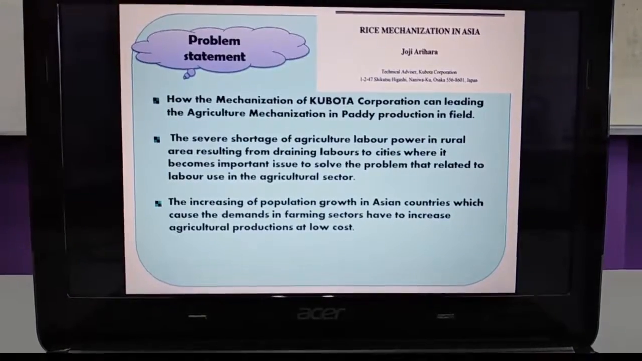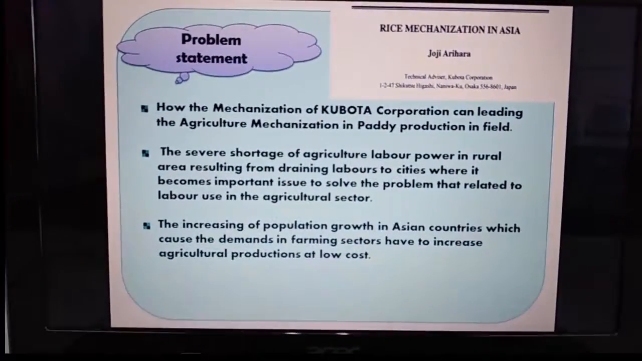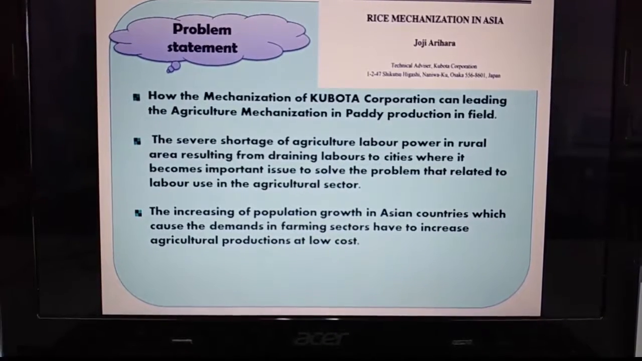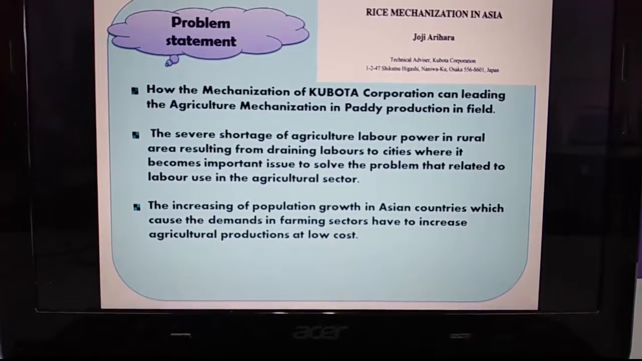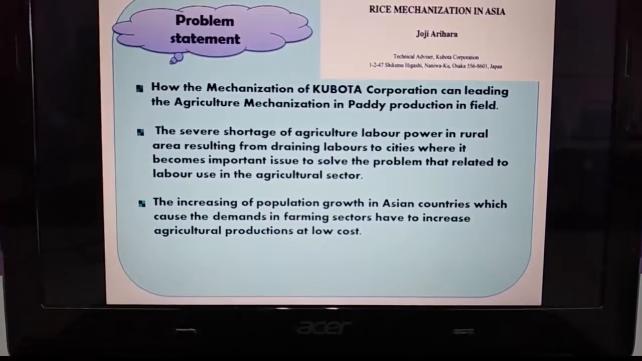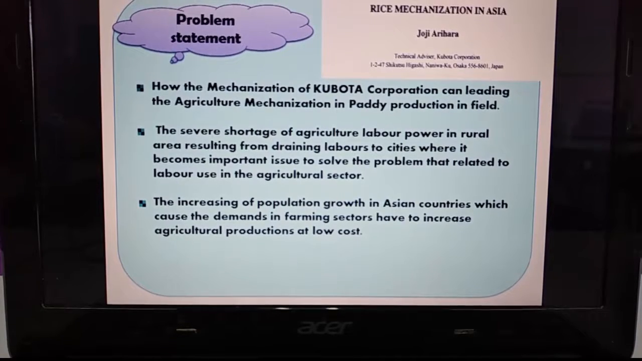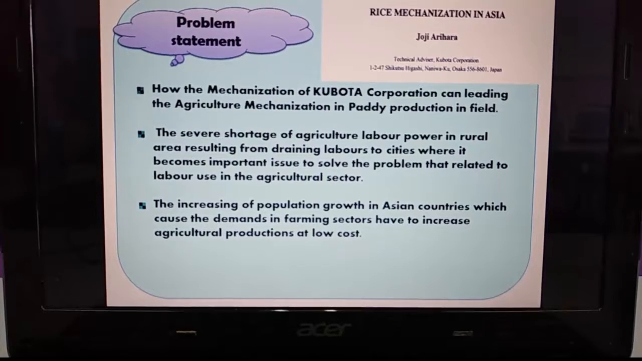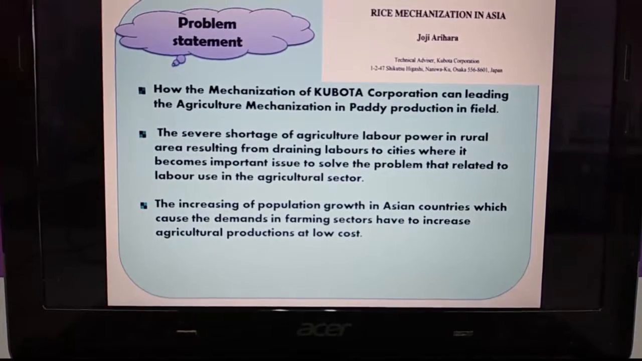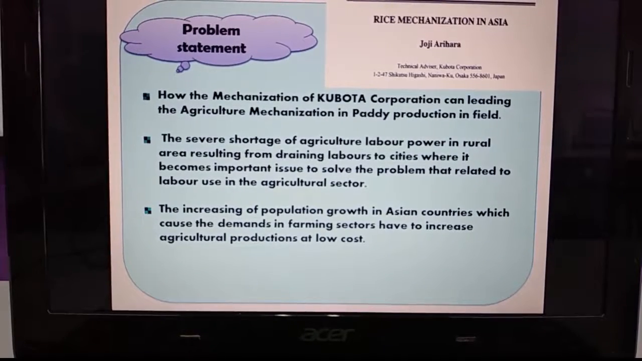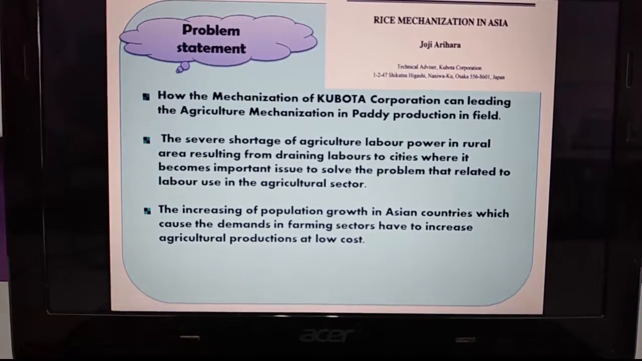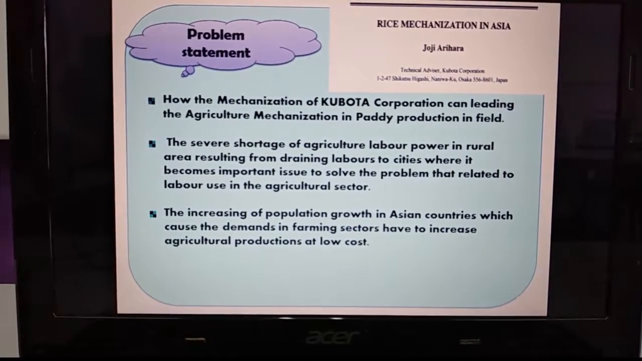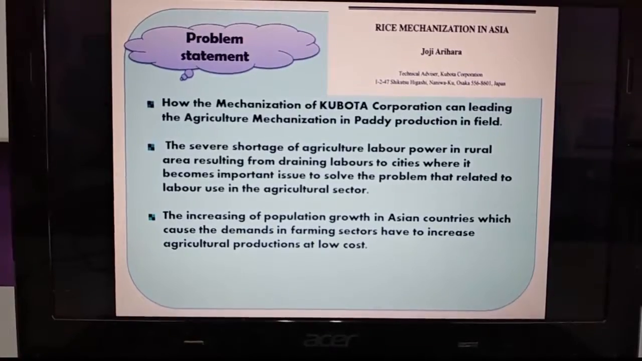The second is the severe shortage of agriculture labor power in rural areas resulting from labor draining to cities, which has become an important issue to solve regarding labor use in the agriculture sector. And the increasing population growth in ASEAN countries means the farming sector has to increase agricultural production at low cost. Farming in Asia has to increase crop yield, especially in rice farming, the main food of ASEAN people, in order to sustain the continuous food supply.